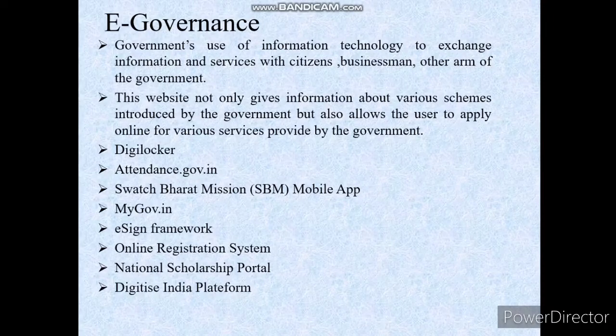Digitize India platform. This initiative is for large-scale digitization of records in the country that would facilitate efficient delivery of service to the citizens. So these are some of the services provided by the government. I hope you understand.